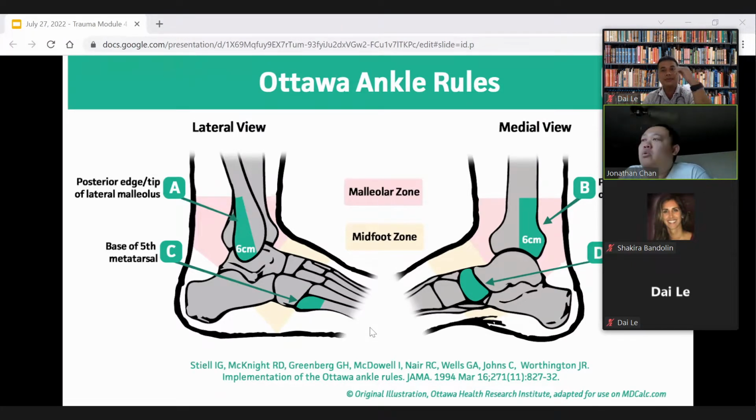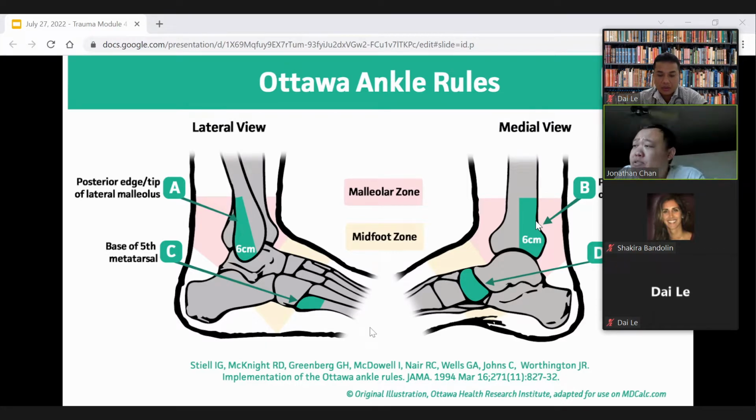First, we'll talk about the Ottawa ankle rule. This was in our question a little bit earlier about whether or not to get an X-ray of the ankle or the foot. The criteria for the ankle: if you have any tenderness over the posterior part of the lateral malleolus, or any tenderness over the posterior part of the medial malleolus, or if the patient is not able to walk four steps after the injury and in the emergency room, then you would want to get an X-ray of the ankle.